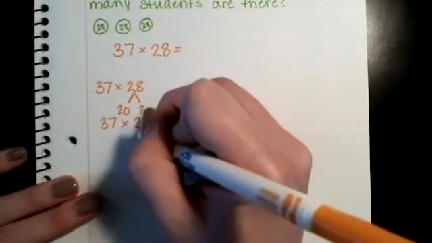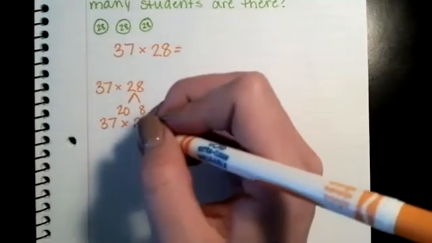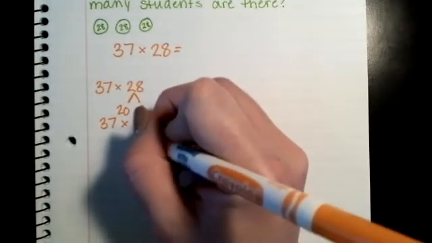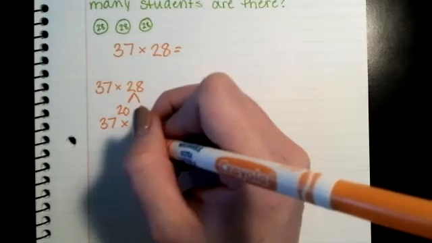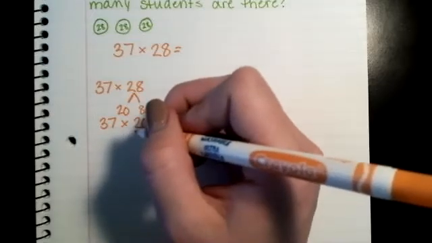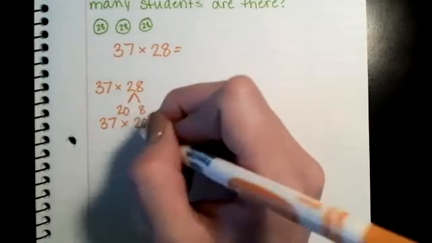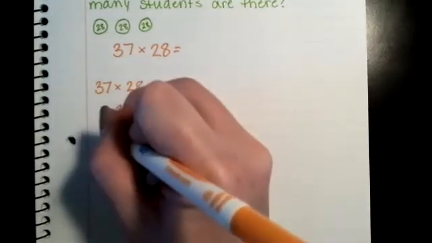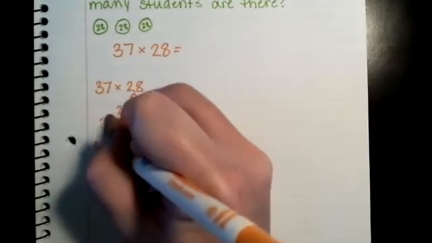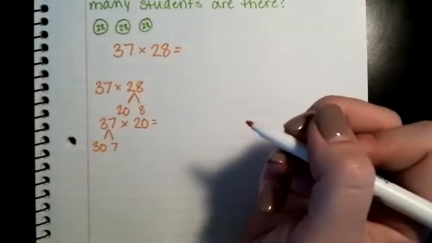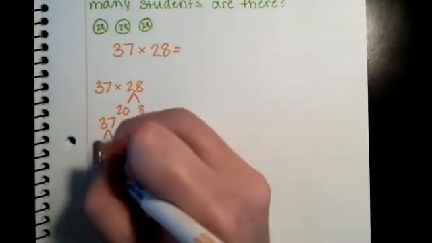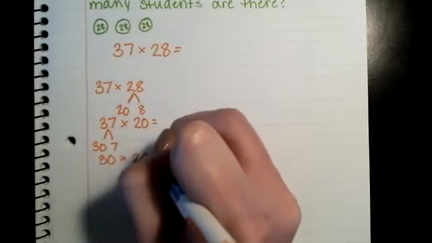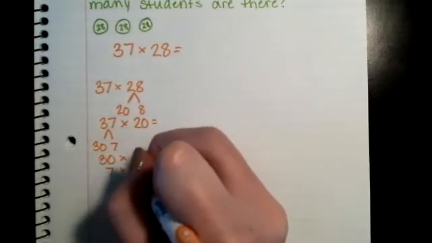I'm going to make the 20 into, sorry, I'm thinking. I'm actually not going to break down the 20. I'm going to leave the 20. I'm going to break down my 37. I'm going to make my 37 into a 30 and a 7. Okay, so I'm going to do 30 times 20 and 7 times 20.